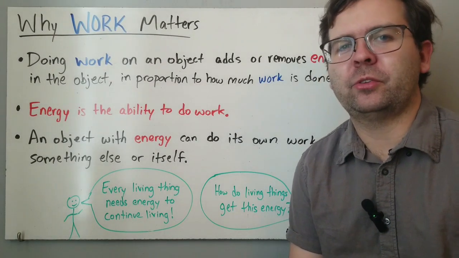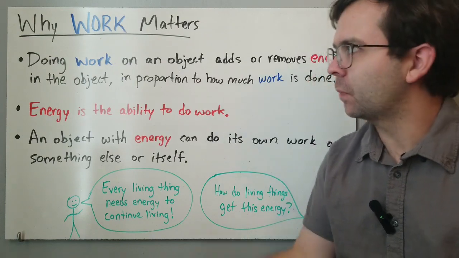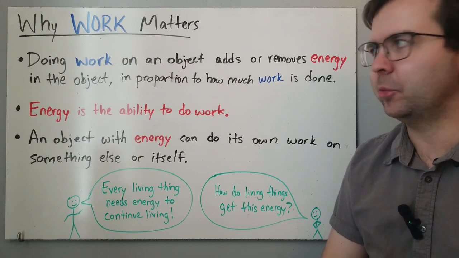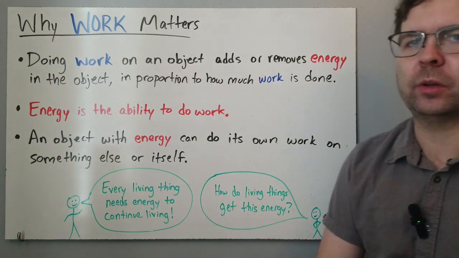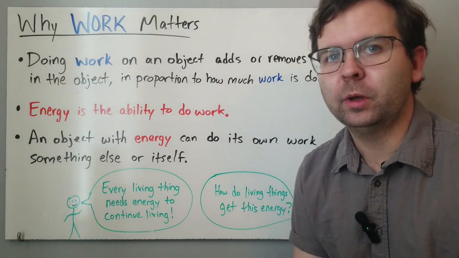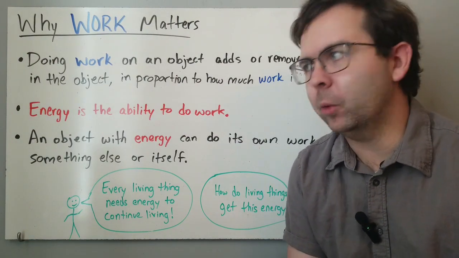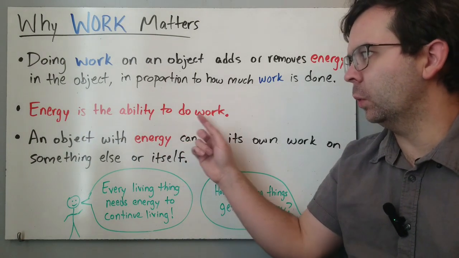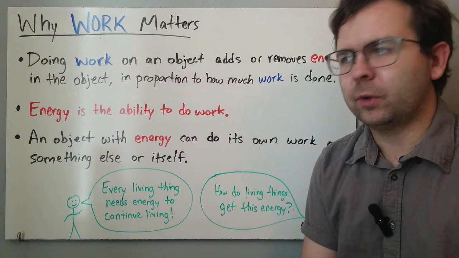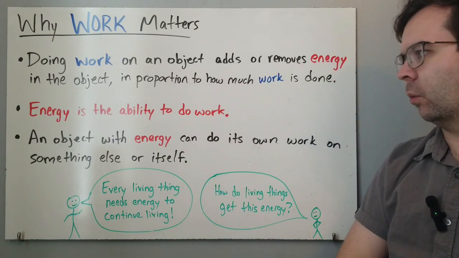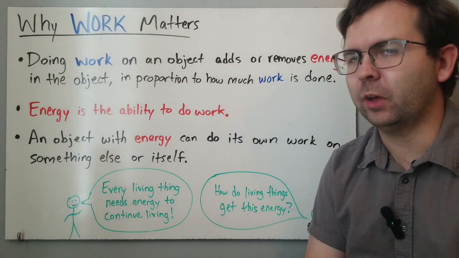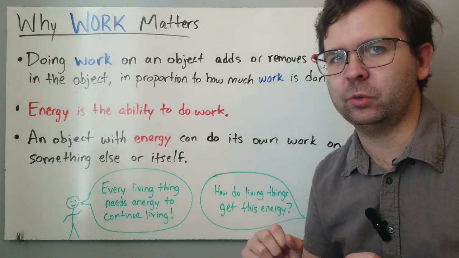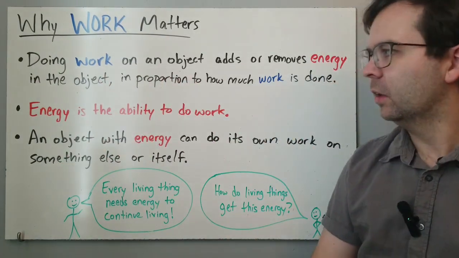So now we start to see why work matters. Doing work on an object adds or removes energy in the object in proportion to how much work is done. The more work you do, the more energy you add or remove. And energy is defined as the ability to do work. If an object has energy, it can do its own work on something else or itself. If you give an object energy, it can then move on and do work on other things.